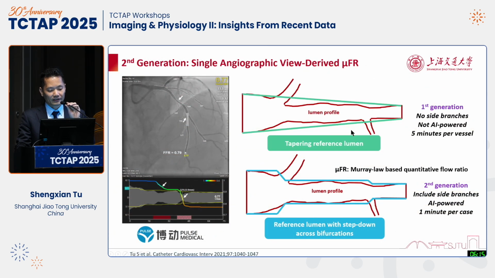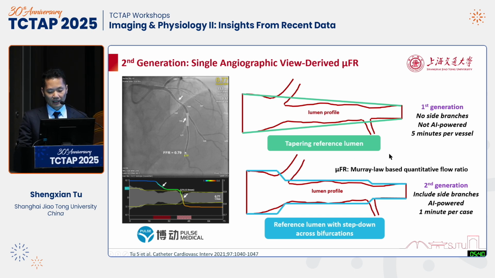So let me explain the difference between the first and second generation. In the first generation, only a single vessel is reconstructed. So in the calculation, we have to get the reference lumen without a side branch, and you can only assume linear tapering. This could be a limitation in assessing bifurcation lesions. In the second generation, we incorporate the side branch, as you can see here, in the computation of the FFR. So we reconstruct a step-down reference diameter, which is a more accurate representation of the reference vessel.